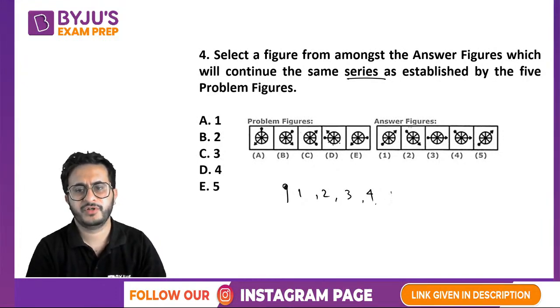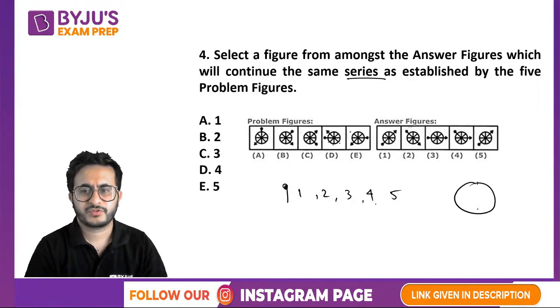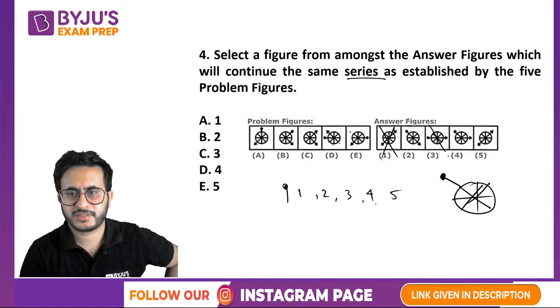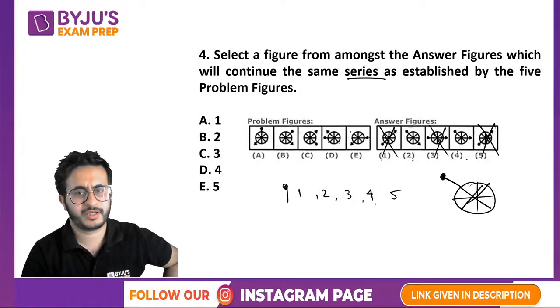Okay, so it will move 5 steps. So 5 steps means 4 is exactly opposite, 5 will be here. So this thing will come this side. Now it will help us eliminate options. 2 and 4 are the possible answers.